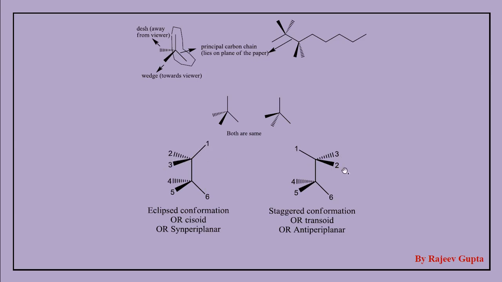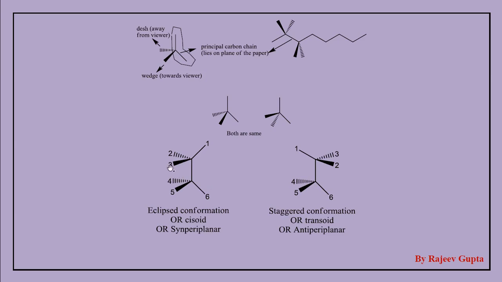Now this 1 becomes staggered or transoid or anti-periplanar to this 6. Here 1 and 6 have a 180 degree dihedral angle, and this arrangement, this conformation, is staggered conformation, transoid conformation, or anti-periplanar, meaning both 1 and 6 are situated in a single plane, but both are anti to each other. Both are anti or trans to each other.